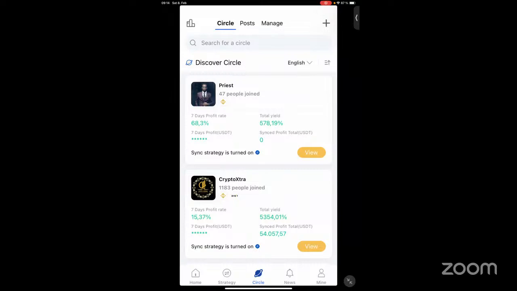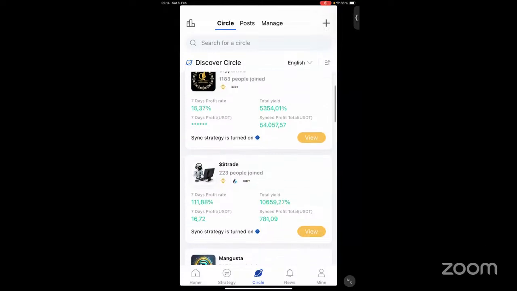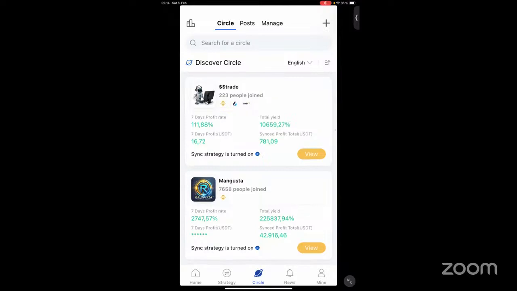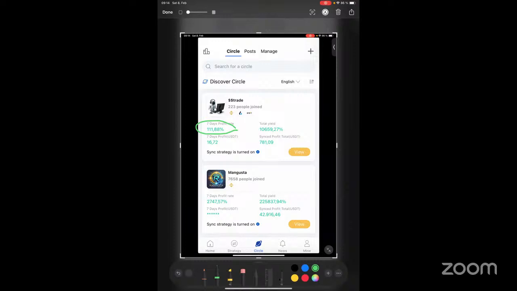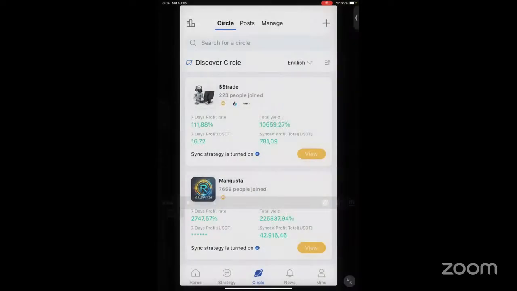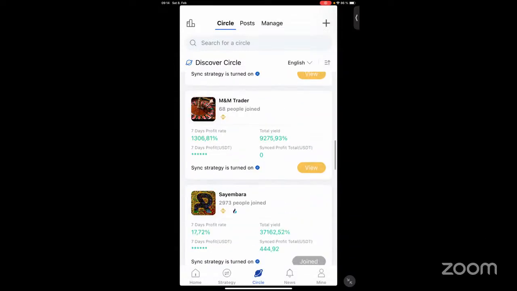So if you see the person has been able to generate this percentage within 7 days, I think I can copy this trader. As you can see, someone will be like, how come 111.88 7 days profit will give this person 7 days profit of 16.72? Okay, so your capital is what matters. That is very, very important.